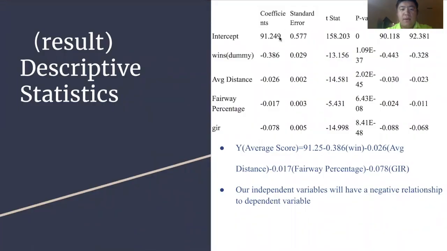When looking at table 3, the effect of average distance, fairway percentage, tournament win, and greens in regulation on average score, we will build a population regression model from the coefficients: average score equals 91.25 minus 0.386 win minus 0.026 average distance minus 0.017 fairway percentage minus 0.078 greens in regulation. When looking at the independent variables' coefficients, we discover they are all negative. It helps us to understand that tournament win, average distance, fairway percentage, and greens in regulation will all have a negative relationship with the dependent variable, average score.